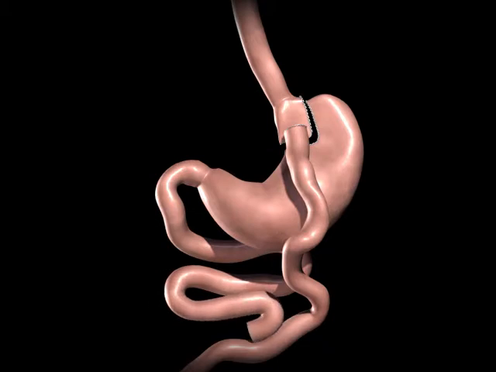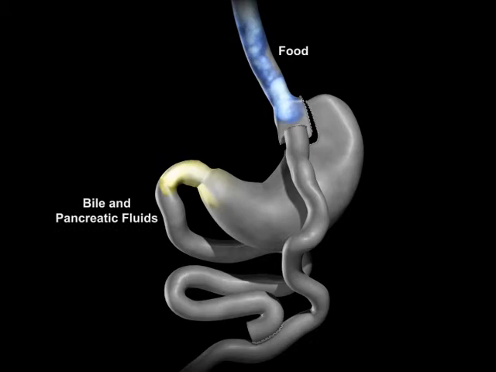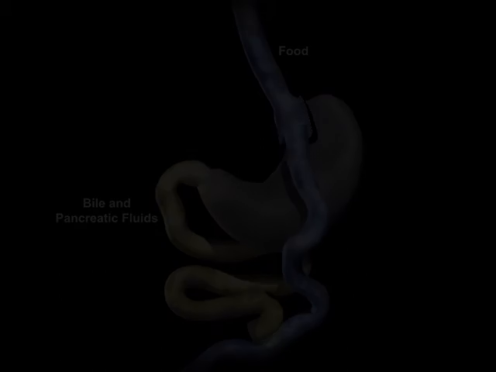The upper portion of the small intestine is reconnected to the lower portion of the intestine. The bile and pancreatic fluids from the liver and pancreas allow food to be completely digested.